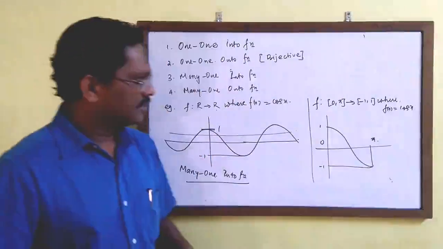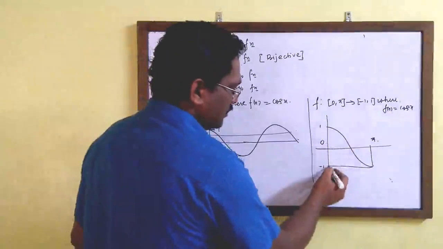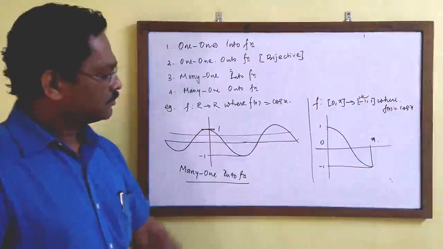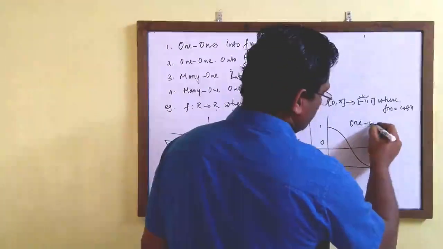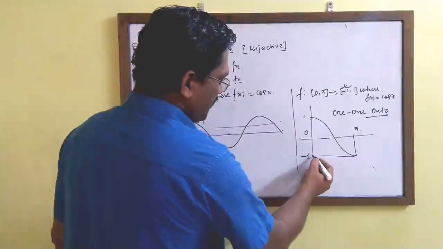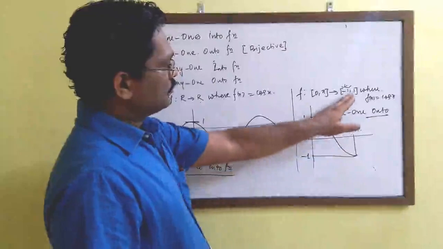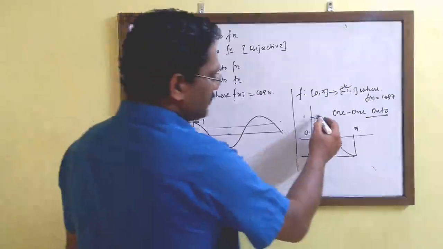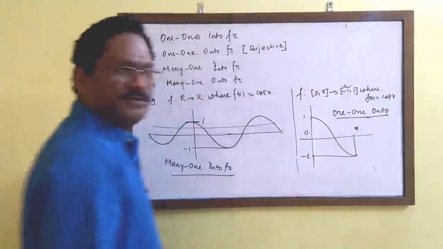So you can have a look. From 0 to pi, this function is decreasing. And the range is minus 1 to 1, which is certainly equal to its codomain. So that means, since it is decreasing, it becomes a one-one function. And since the range is minus 1 to 1, the range is equal to codomain, that means it is an onto function. It is a decreasing function, so it is a one-one function. So it is one-one onto function.